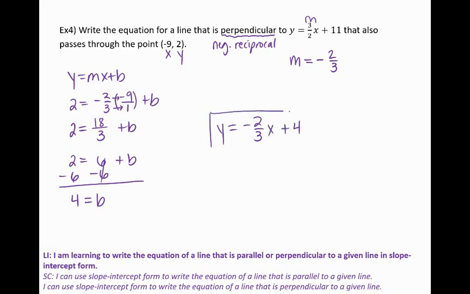And that is it for writing equations of parallel and perpendicular lines. Adios.